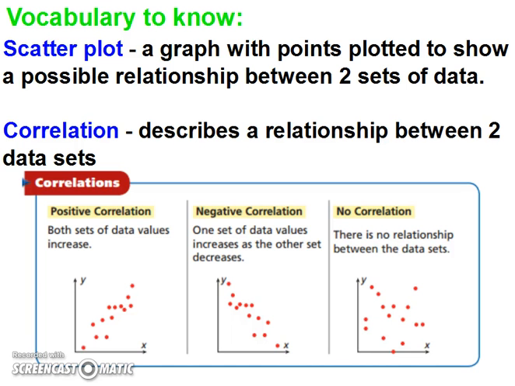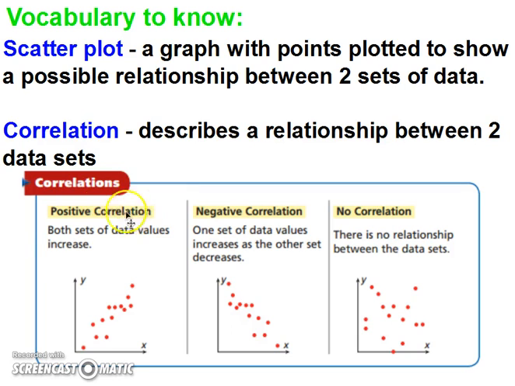Let's start with some vocabulary. A scatter plot is a graph with points plotted to show a possible relationship between two sets of data. A correlation describes a relationship between two sets of data.